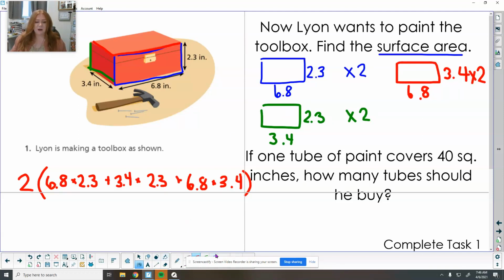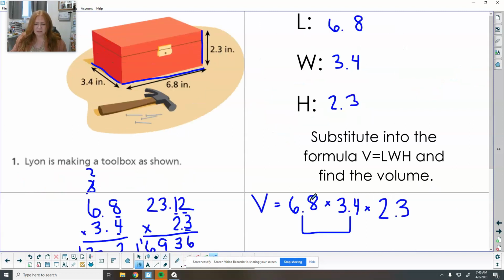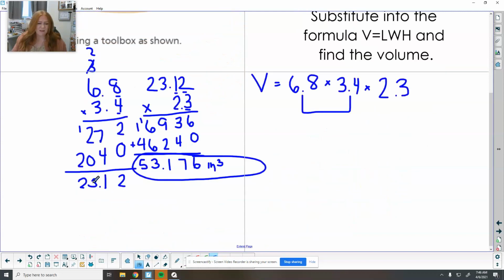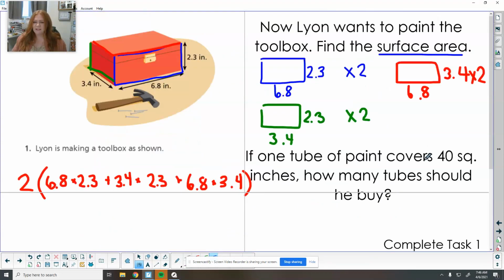So now we need to do all of that work here. So there was one number we did. What did we do? 6.8 times 3.4 is 23.12. So let's save ourselves some work. So 6.8 times 3.4 was 23.12 for one of those.